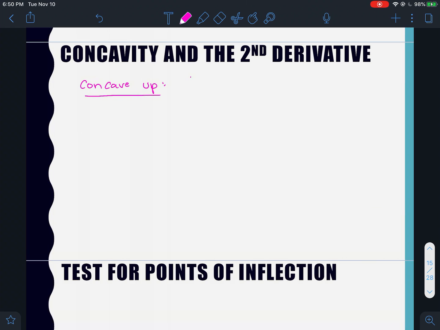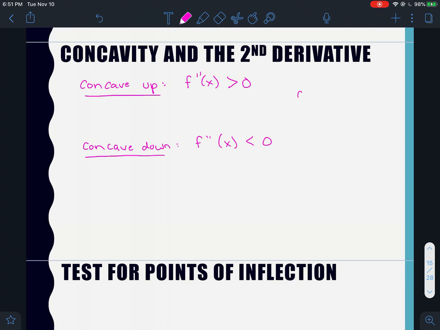So, concavity and the second derivative. If you want to figure out where a function is concave up, a function is going to be concave up when its second derivative is greater than 0. So you need the second derivative to be positive for a function to be concave up. And a function is going to be concave down when the second derivative is negative.